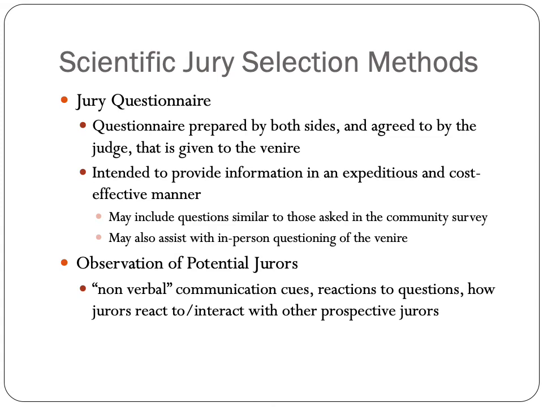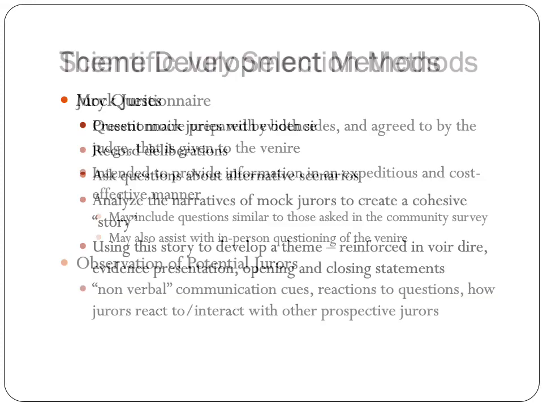And then there's also observation of potential jurors. And this is nonverbal communication cues, reactions to questions, how they react and interact with other prospective jurors. That will make you decide what you want or don't want in your jury.